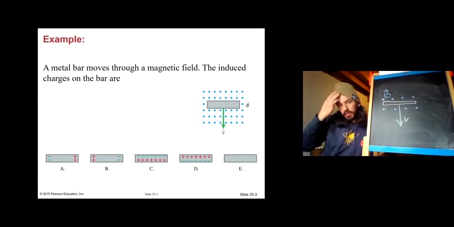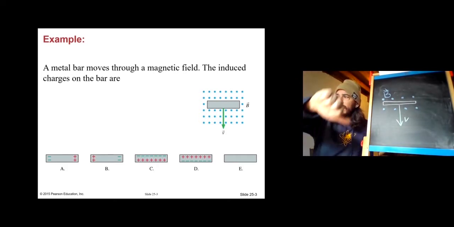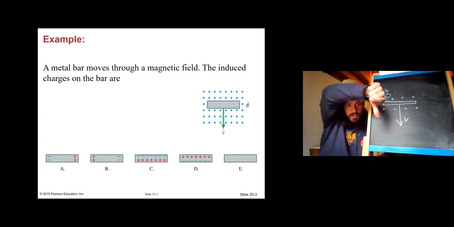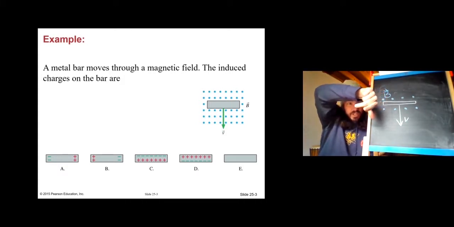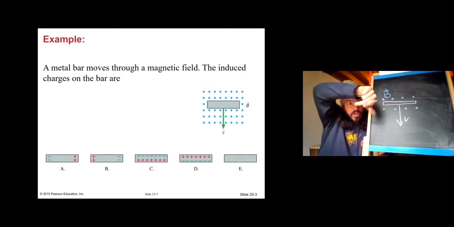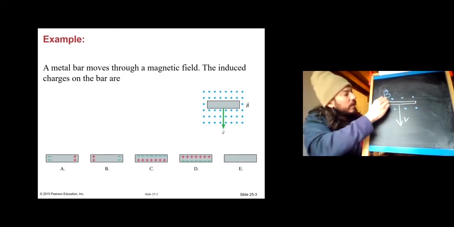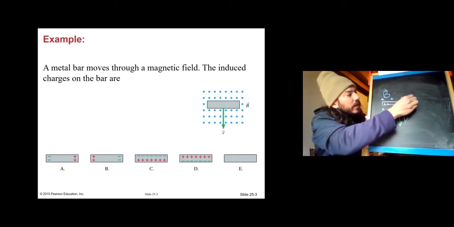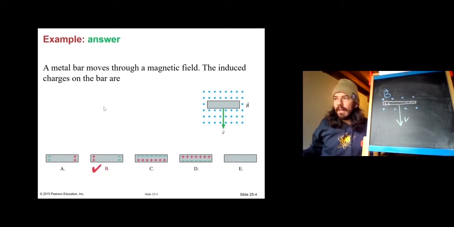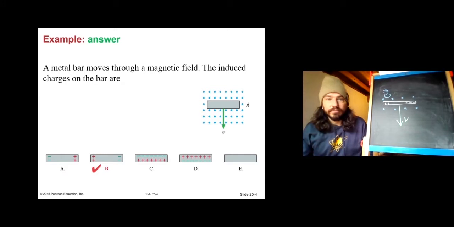Welcome back. Let's use our right hands. We have a velocity in this direction. We have a field that is out of the page. Therefore, we have a force in this direction on the positive charges. Remember that the right-hand rule only works for positive charges. So, our positive charges go this way, and our negative charges go that way. And indeed, that is what we observe.